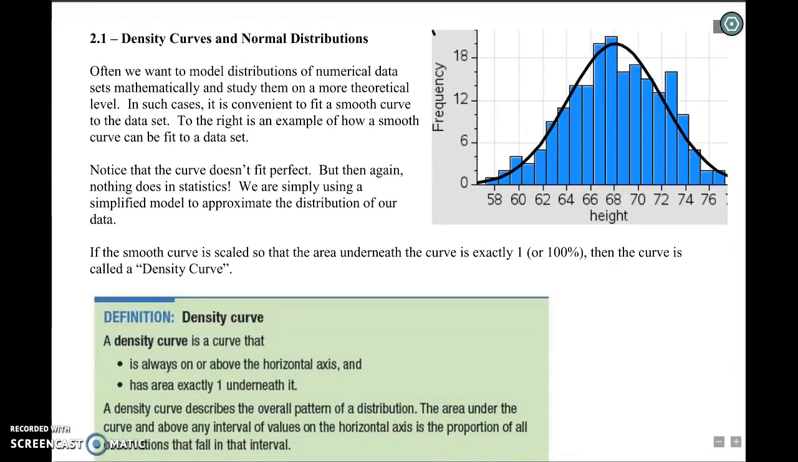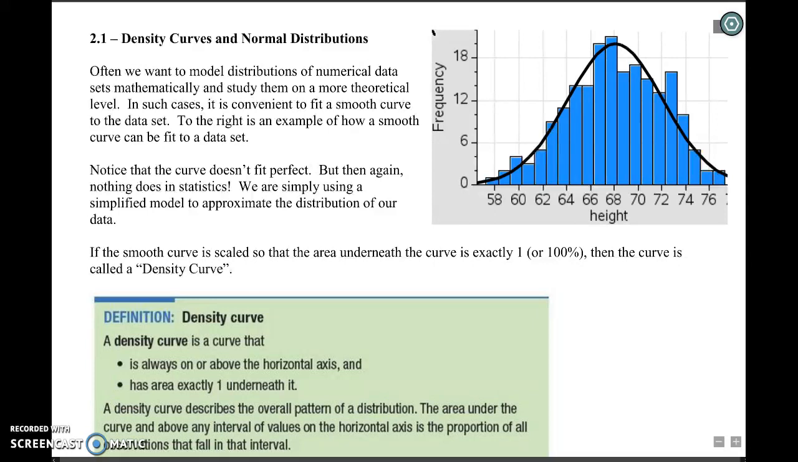All right, section 2.1 is dealing with density curves and the normal distribution. Often we want to model distributions of numerical data sets mathematically or study them on a more theoretical level. In such cases, it's convenient to fit a smooth curve to the data set. To the right is an example of how a smooth curve can be fit to a data set.